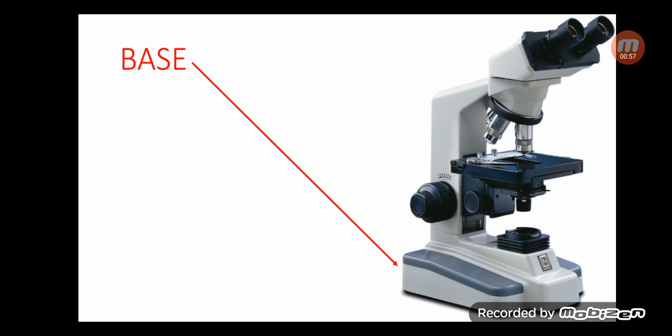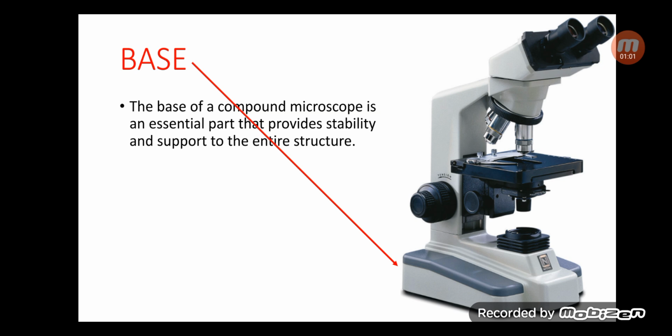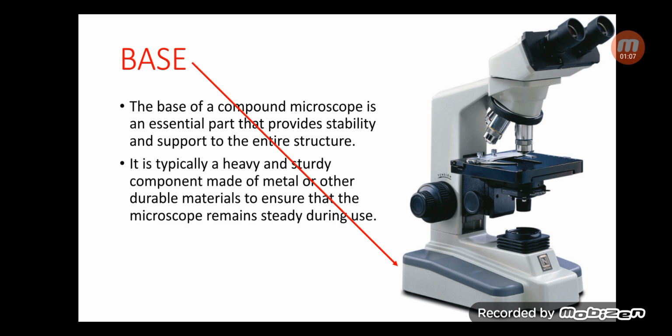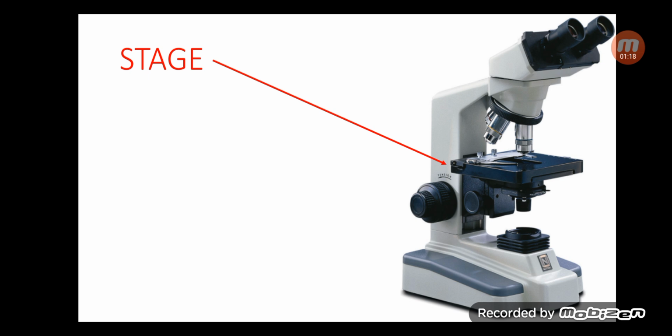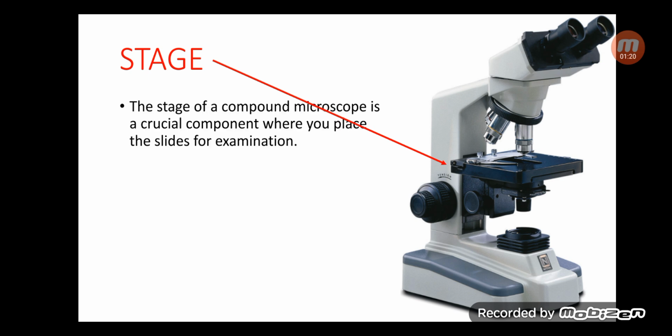Starting with the base, this pointed arrow is pointing towards the base. The base of compound microscope is an essential part that provides stability and support to the entire structure. It is typically a heavy and sturdy component made of metal or other durable material to ensure that the microscope remains steady during use. Next part of compound microscope is stage.